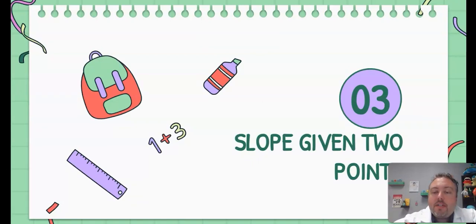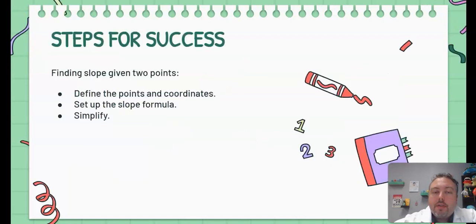Now the last way to find slope is given 2 points. In this case, the steps for success, we're going to be using the slope formula, but I put one step before that. I take time to define my points and define my coordinates. I'm going to show you what I mean by define. That way, when I finally do set up the slope formula, I don't make mistakes. And then, of course, you simplify and you'll have your slope.